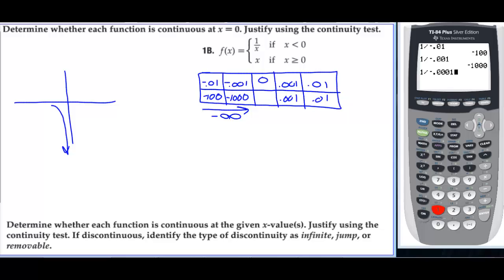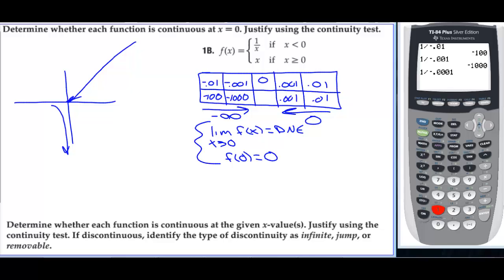So on the right-hand side, the graph looks like y equals x. So it should be a straight line. It's approaching 0 on the right. So this is approaching 0. But here's what we get out of this. The limit as x approaches 0 of f of x does not exist. But to complete the test, f of 0 equals 0. There's the test. I need those two statements right there. What is the limit and what is the function value?